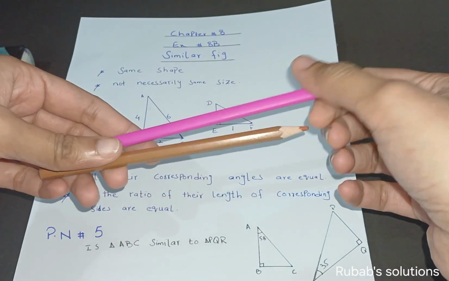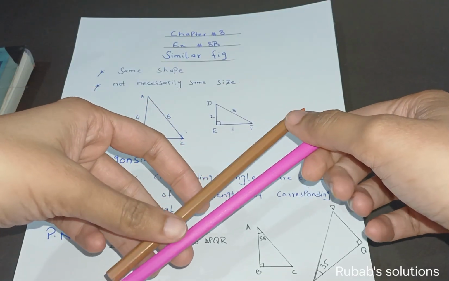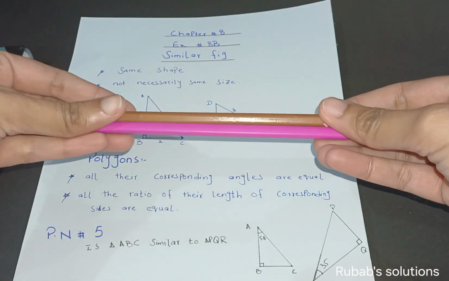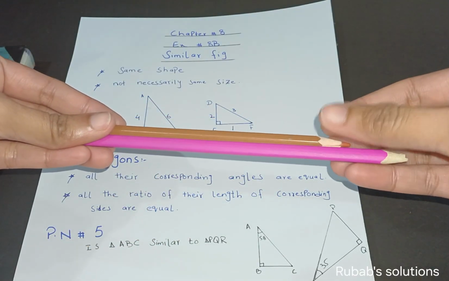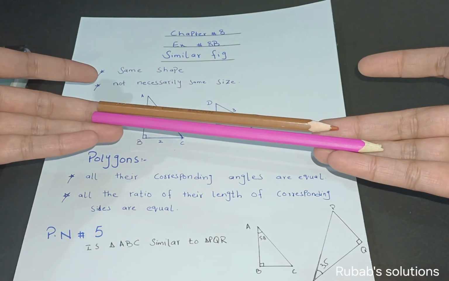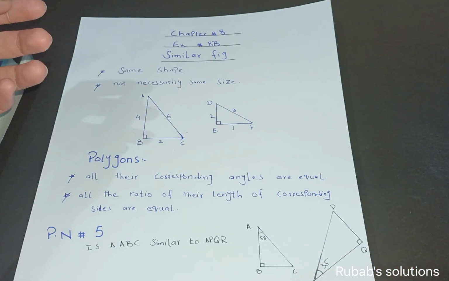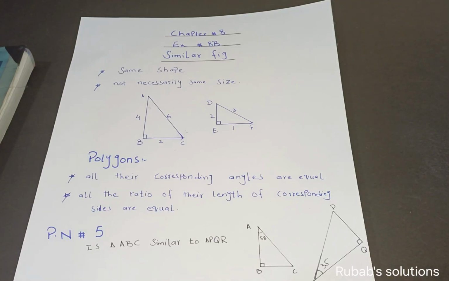This one is a longer pencil and this one is the shorter pencil, so these two are similar. Similar की definition is shape is same, size is not same. If we are talking about polygons, so polygons will be similar if all their corresponding angles are equal, but sides, as I told you, because the size will be different, so that means the length of their corresponding sides will be different. So how we will say that all the ratio of their length of corresponding sides are equal.